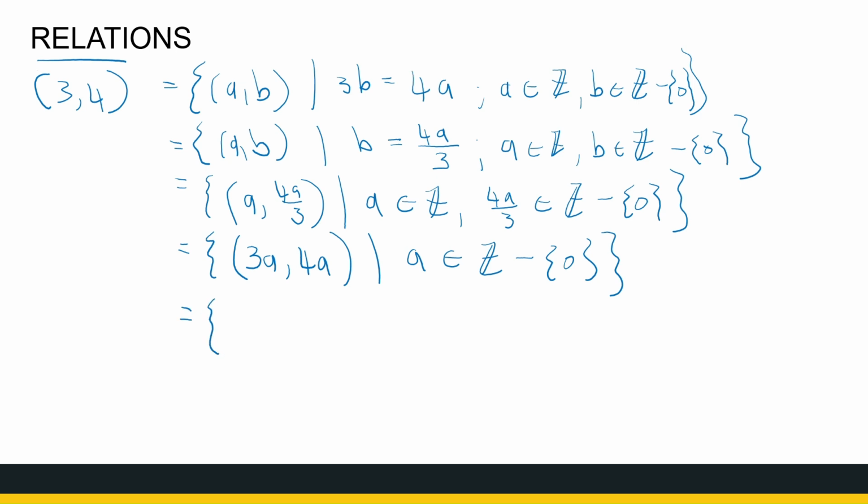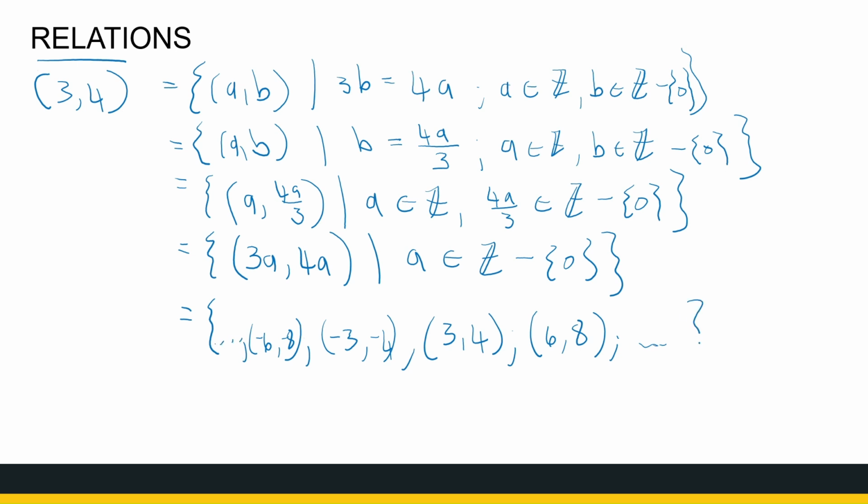So let's take a look. And we always have to test at the end. If a is equal to 1, I've got (3, 4). If a is equal to 2, I've got (6, 8). If a is equal to minus 1, I've got (minus 3, minus 4). If a is minus 2, I've got (minus 6, minus 8). And in both directions, it just keeps going.